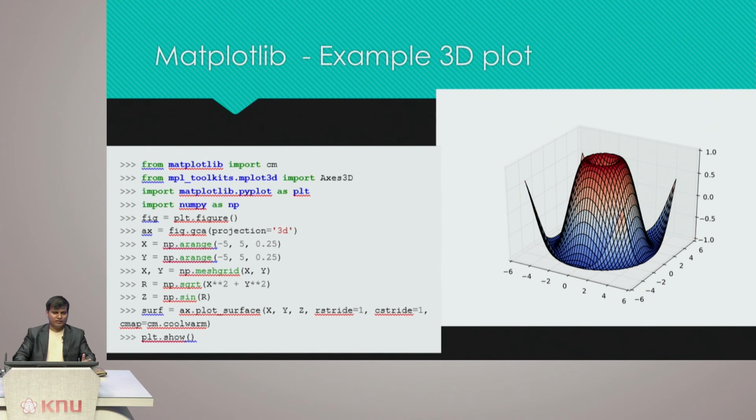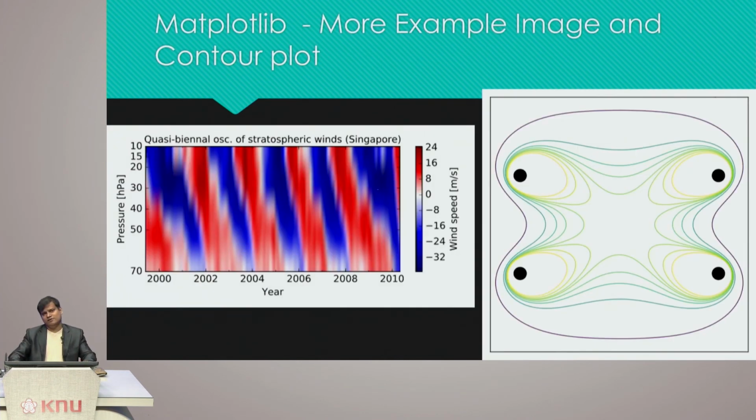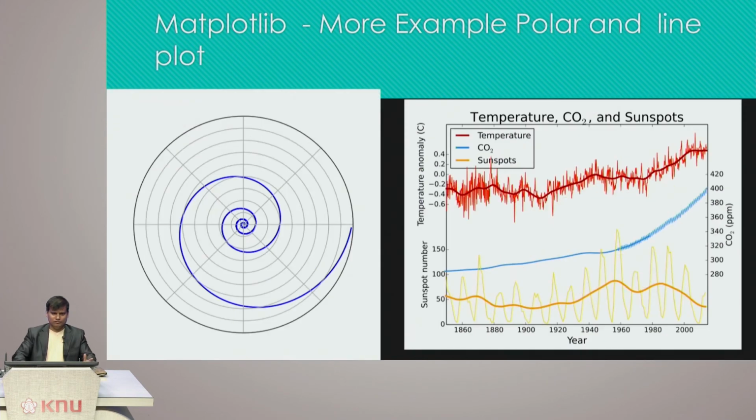We are not going to stop there. There are still other ways. You can see, for example, here we have this image plot, and then you have this contour plot. Here we have more things like polar plot and line plot. These are some of the applications where we can use Matplotlib.